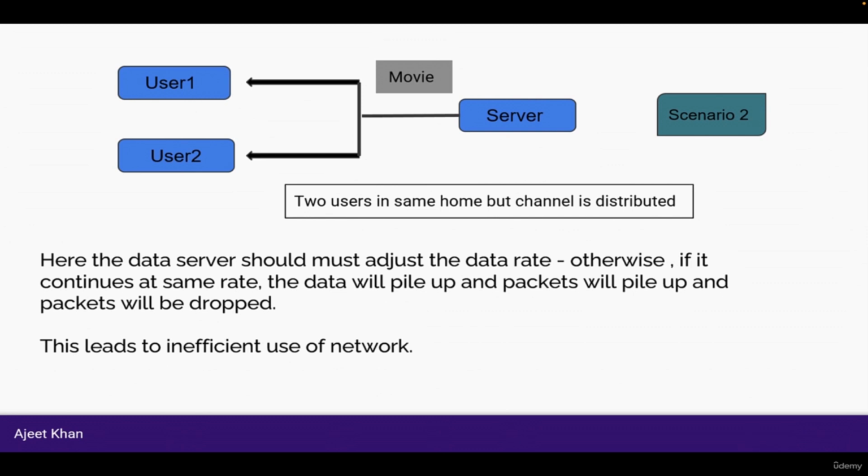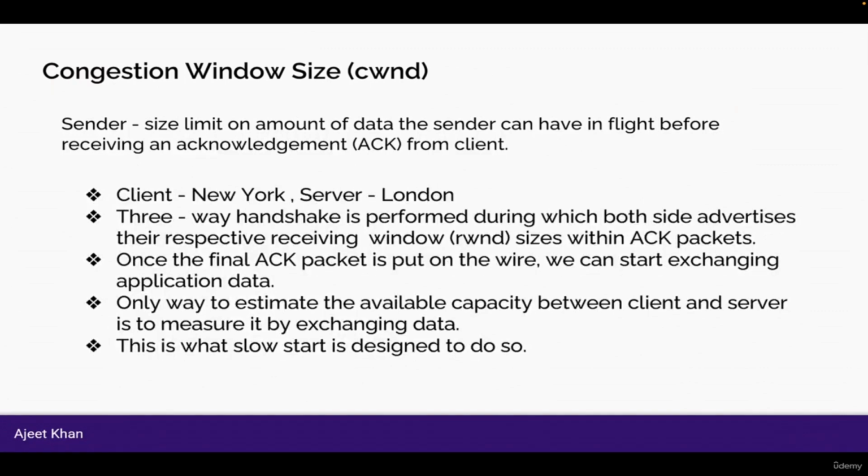Now suppose there are two users watching a movie from a server, and here the two users are in the same network, but the channel is distributed. Here the server adjusts the data rate, otherwise if it continues at the same rate, the data will pile up and packets will be dropped. This will lead to inefficient use of the network. So to avoid this scenario, we have something called congestion window size, which is also known as CWND. In CWND, there is a limit on the amount of data the sender can have in flight before receiving an acknowledgement from the client.